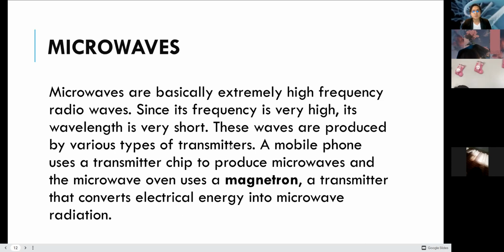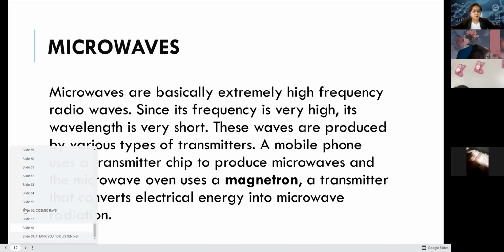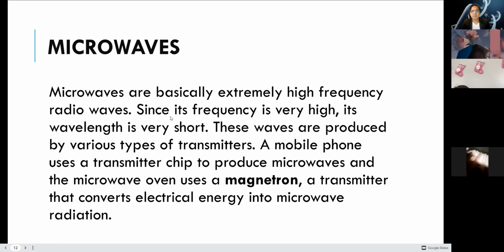These waves are produced by various types of transmitters. A mobile phone, for example, uses a transmitter chip to produce microwaves, and the microwave oven uses a magnetron, a transmitter that converts electrical energy into microwave radiation. It creates heat. This is the reason why when you're talking over the phone for a longer period of time, you can observe that your phone heats up. Why? Simply because it produces microwaves. The transmitter chip produces microwaves, and this causes the phone to heat up.